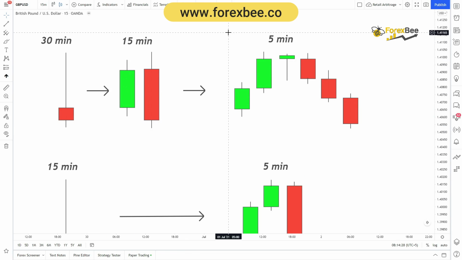So when we check this at the 5-minute time frame, we're going to have 6 candles: 3 candles for this bullish candle and 3 candles for this bearish candle. Now again, after looking at this 5-minute time frame, we can see that when we combine these, we basically get this bullish candle, and when we combine these 3 candles, we basically get this bearish candle.